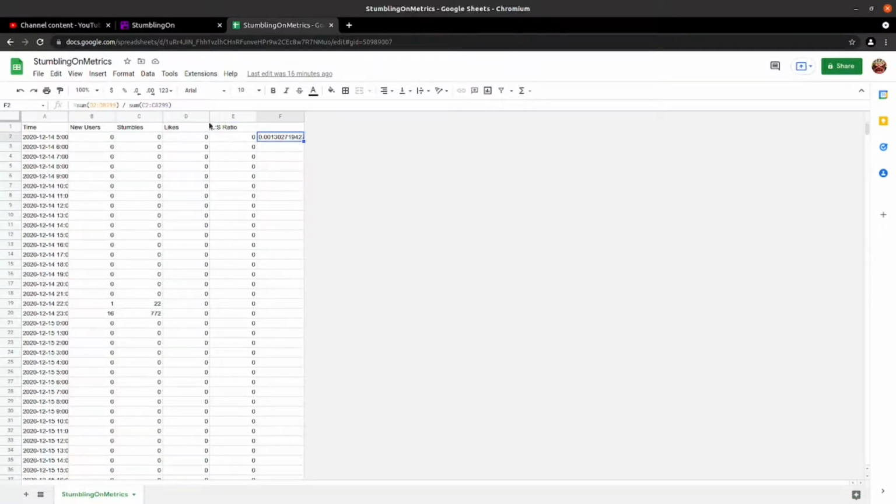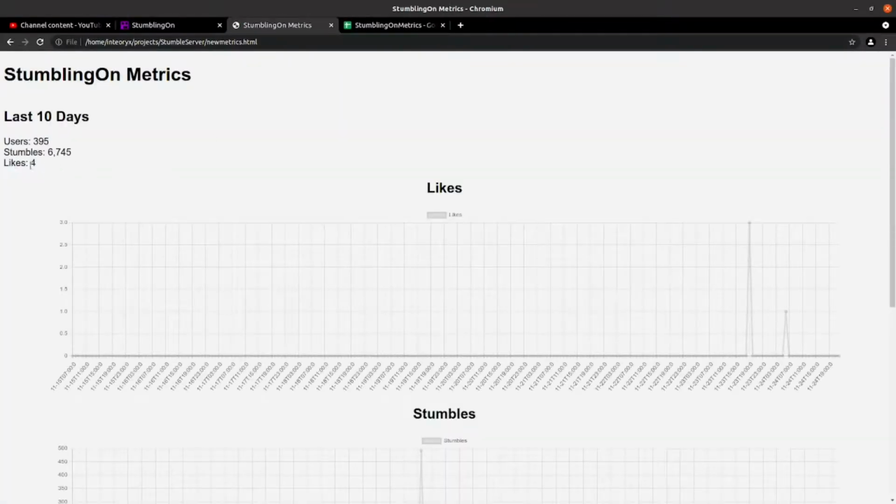Just calculating the sum of likes over the sum of stumbles gives us a pretty good number. I think this is probably going to be the KPI. And as I'm saying this, maybe that means I should add it to the metrics page, just under our other summary statistics, like the ratio of likes to stumbles for the past 10 days.